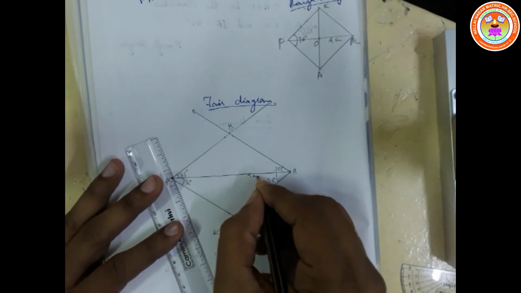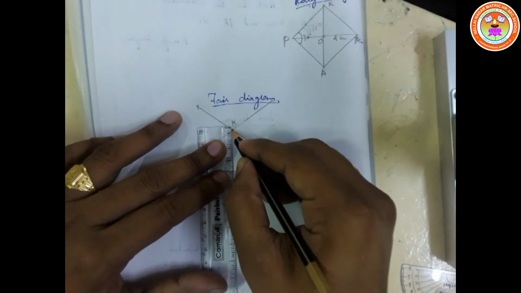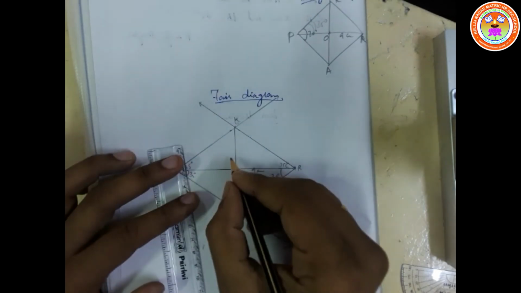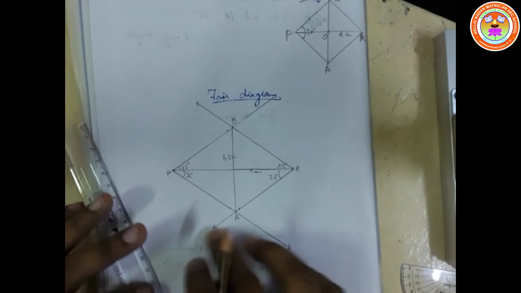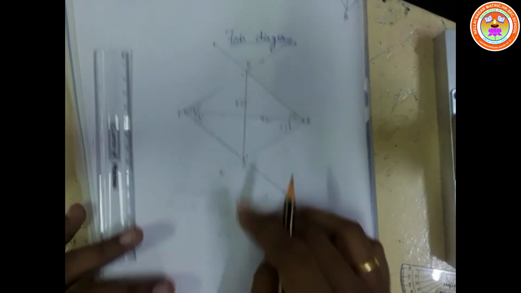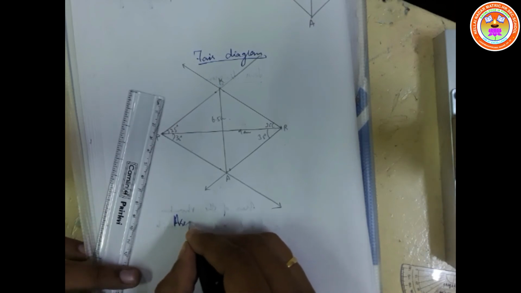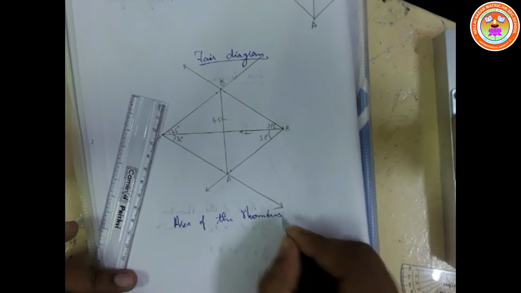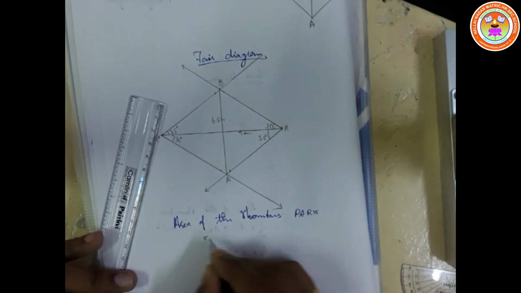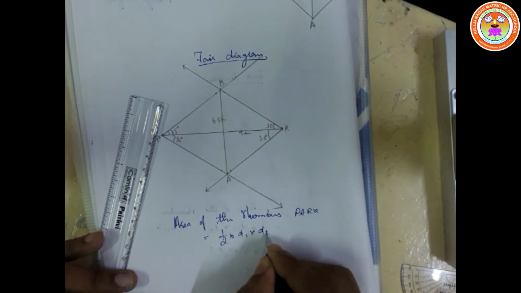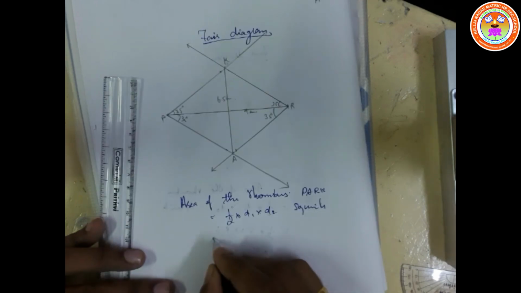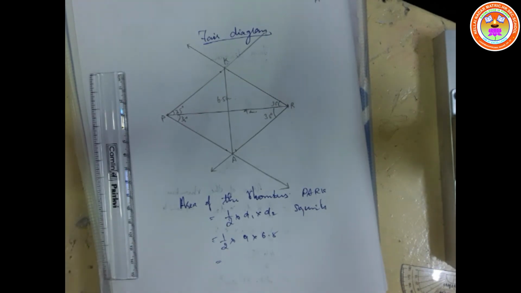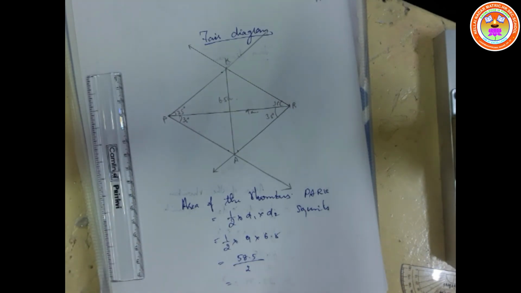This is 9 centimeter, and this diagonal you can draw here and measure it. It is nothing but 6.5 centimeter. Using these measures, we are going to find the area of the rhombus. Area of the rhombus PARK is equal to half into d1 into d2 square units, which is equal to half into 9 into 6.5.